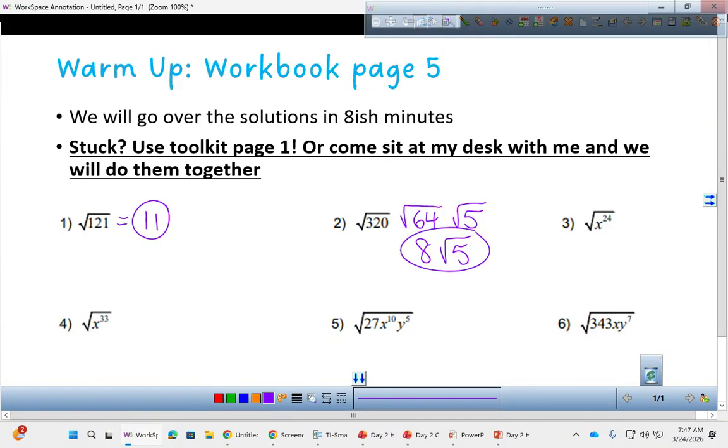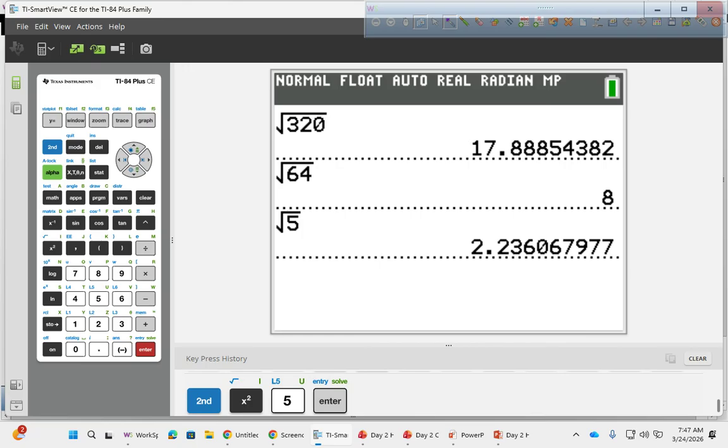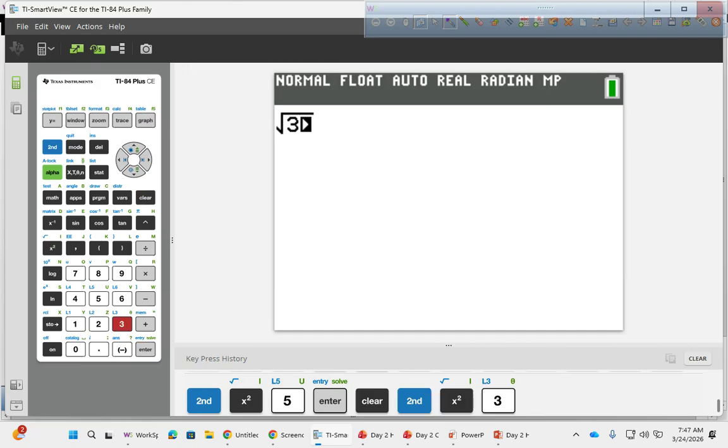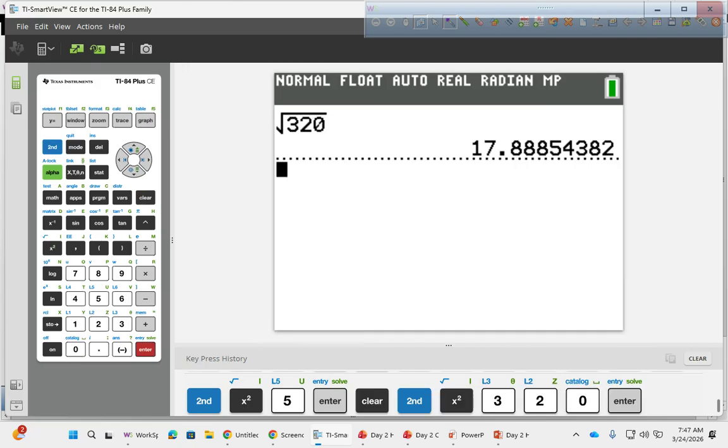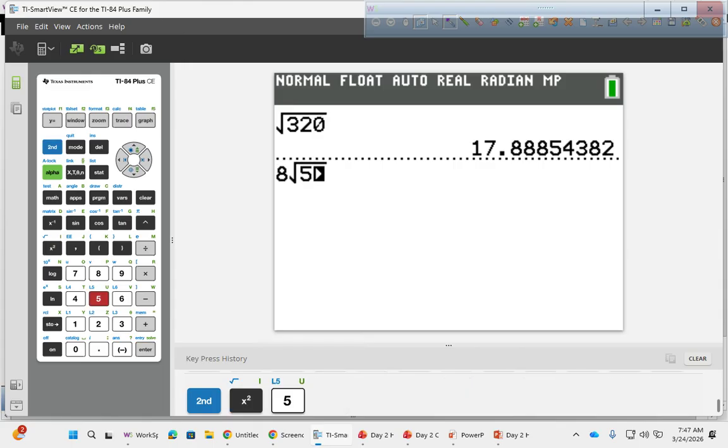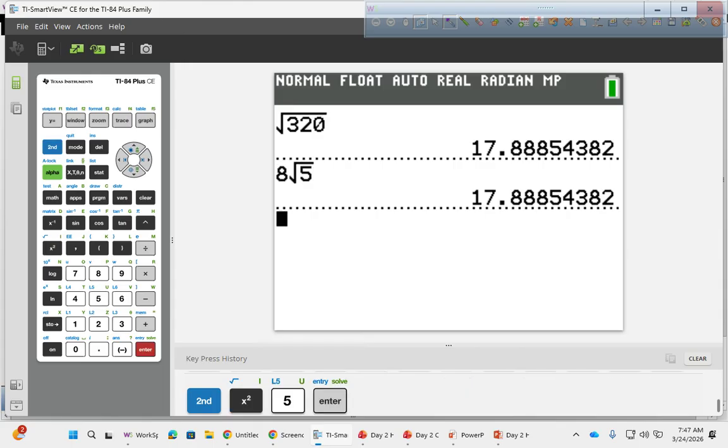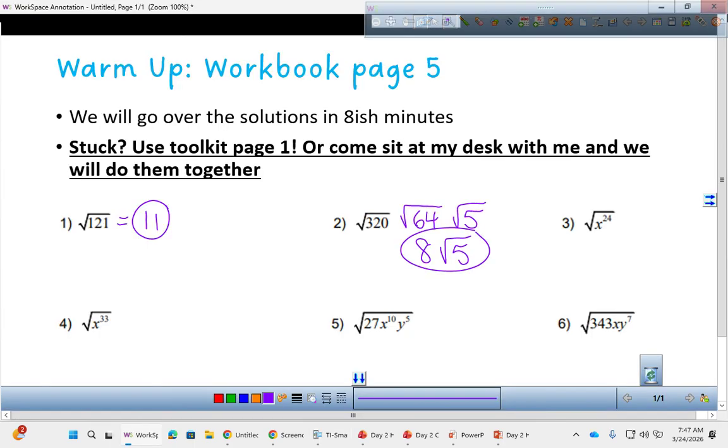We talked about yesterday how we can always check this work by doing the square root of 320 and seeing what that is as a decimal, and 8 square root 5 and seeing what that is as a decimal. If you're right, those decimals will match. So just a quick way to check your work. Takes less than 30 seconds to do it.